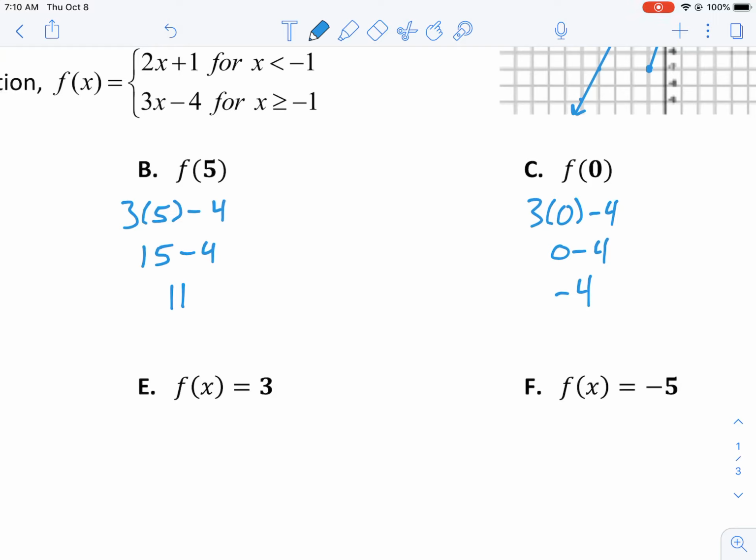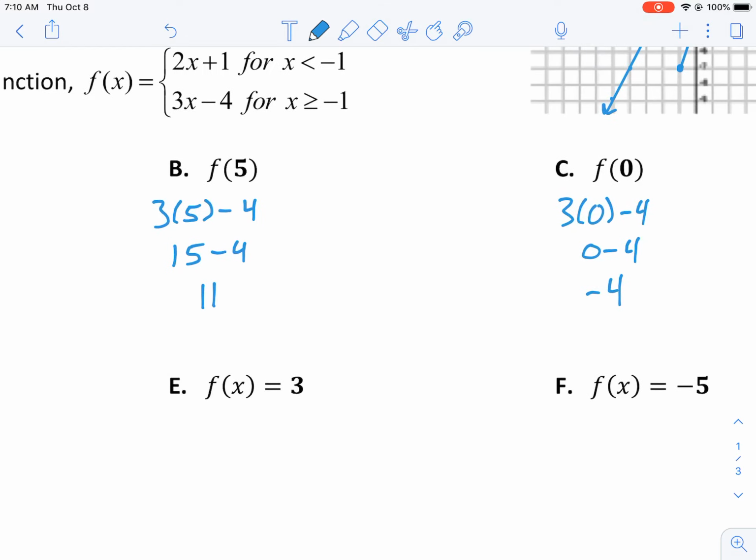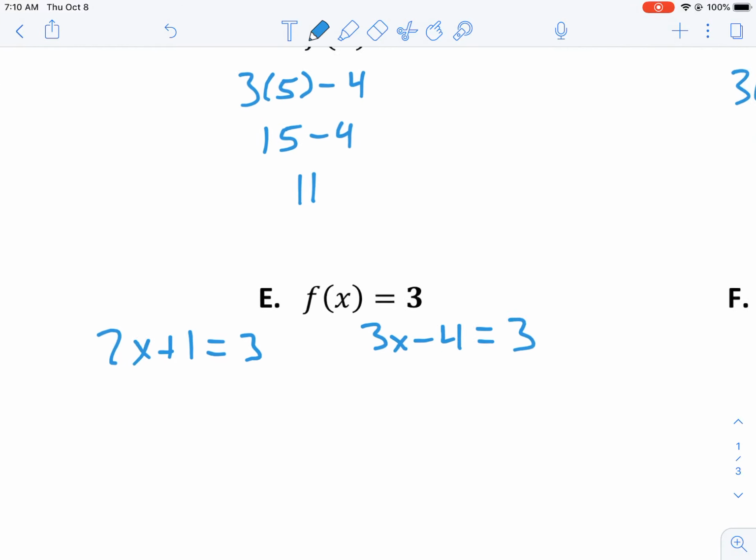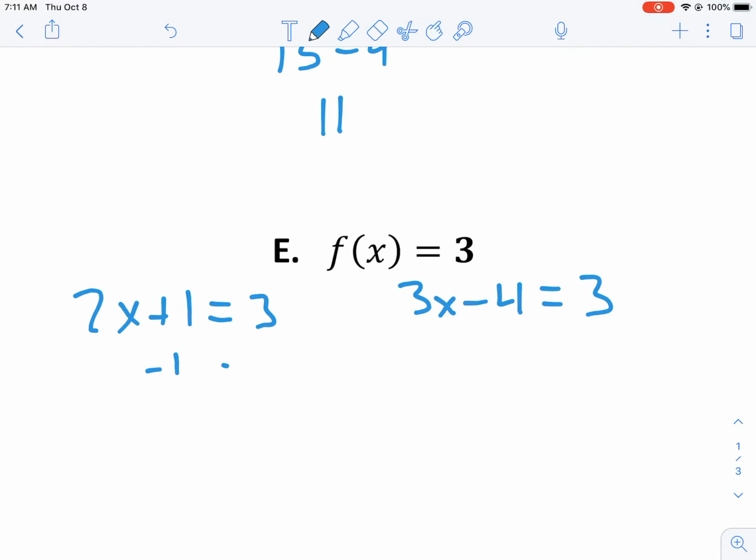Because this time it's telling us that 3 is an output. So that doesn't tell us what the x is. So we don't know, the x could come from the top equation or it could come from the bottom equation. So what you have to do, for the ones where they give you the output, you have to check both outputs, and see, does either of them equal 3? Well, we know they're both going to equal 3, but will it work for this domain restriction? That's what we're going to find out.